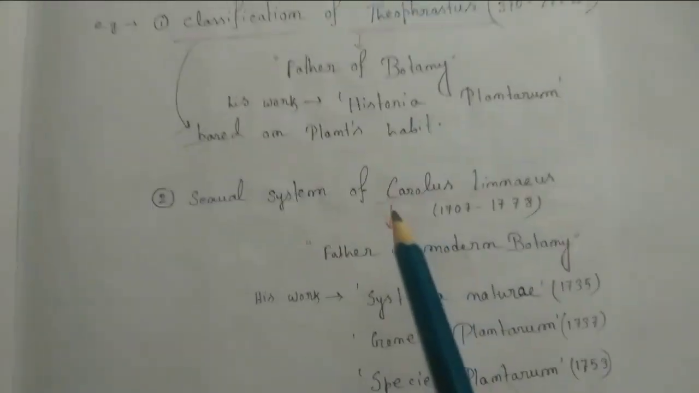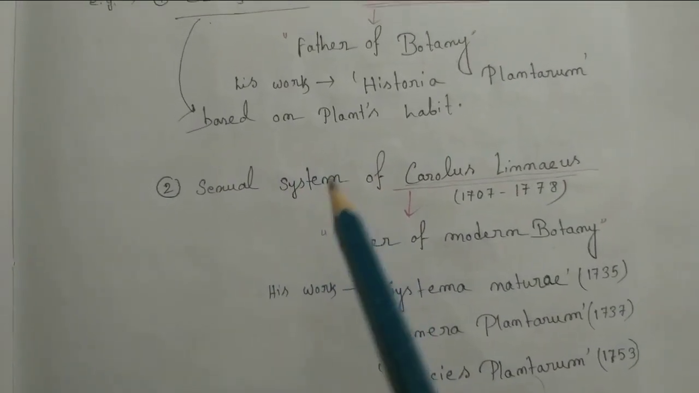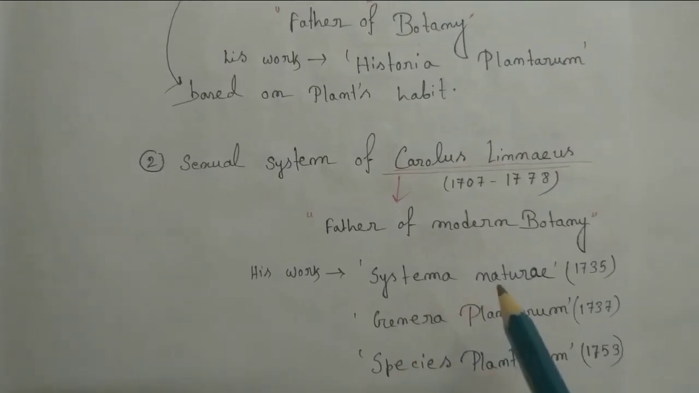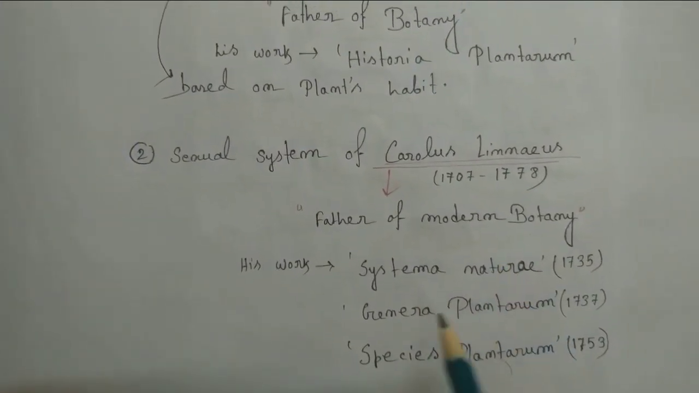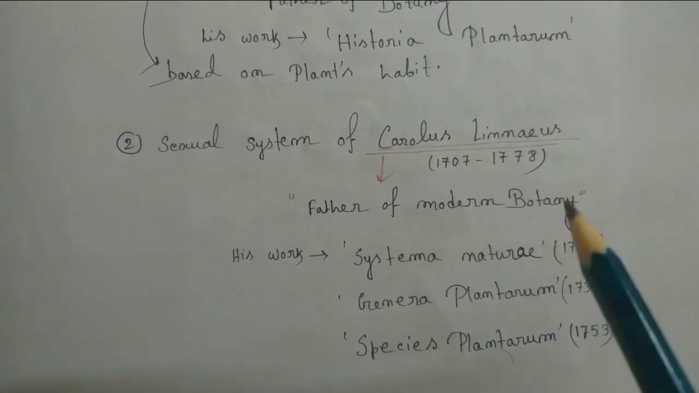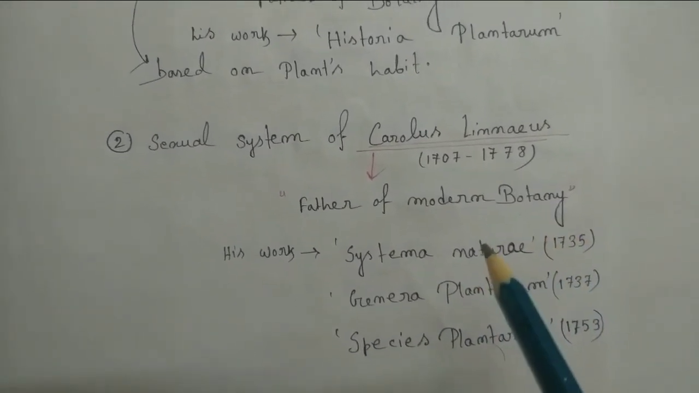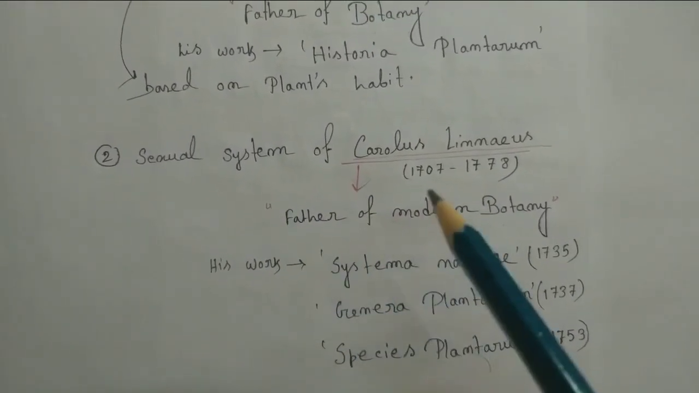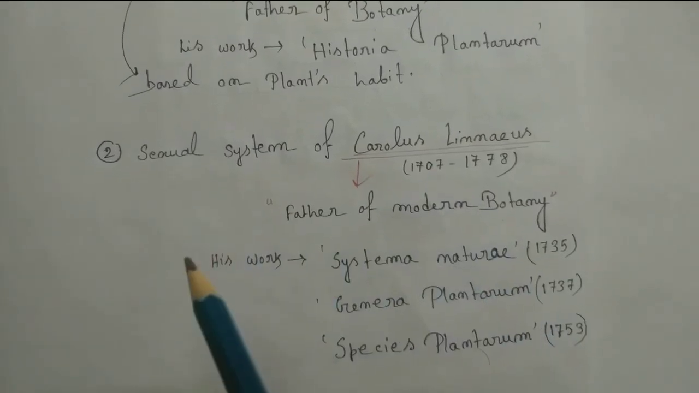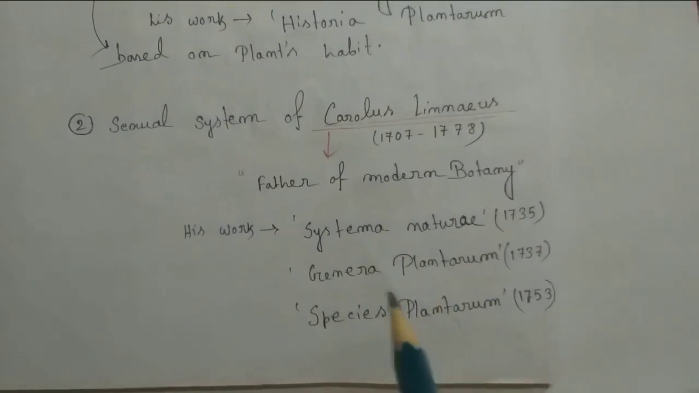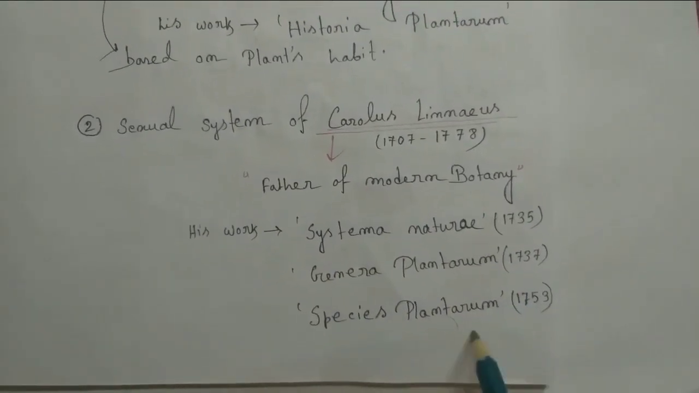And he gave the sexual system of classification in his work named Systema Naturae, where he classified plants based on the number of sexual parts of the flower. Among his outstanding works, two other popular works are Genera Plantarum and Species Plantarum.